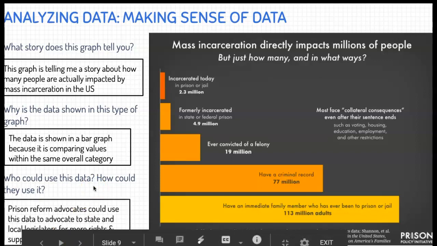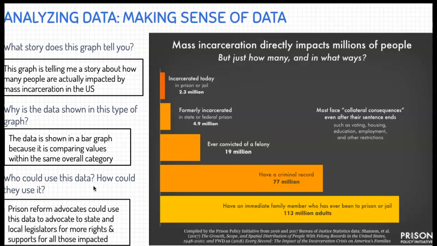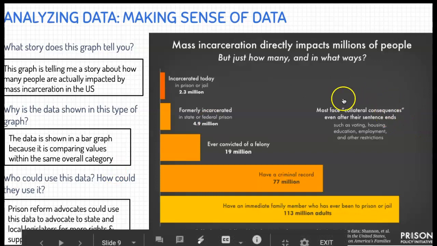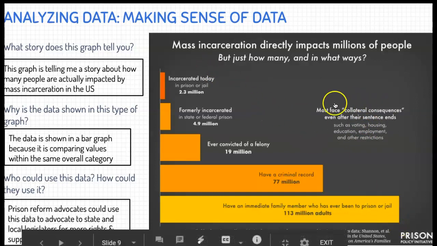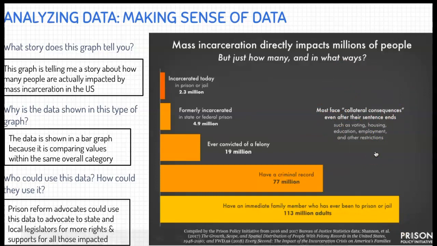Prison reform advocates could use this data to advocate to state and local legislators for more rights and supports for all those impacted. And I'm saying that because in this part of my chart, it says most face collateral consequences even after their sentence ends, such as voting, housing, education, employment, and other restrictions. So this is showing how many people have these collateral consequences even after serving their sentence and doing their time.